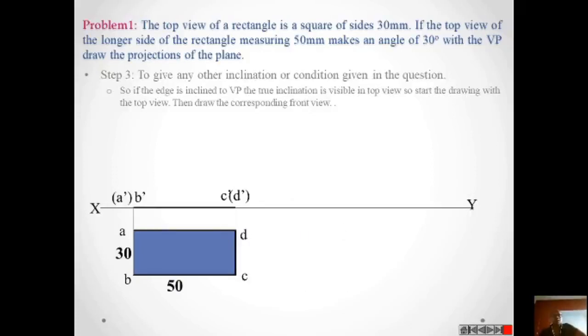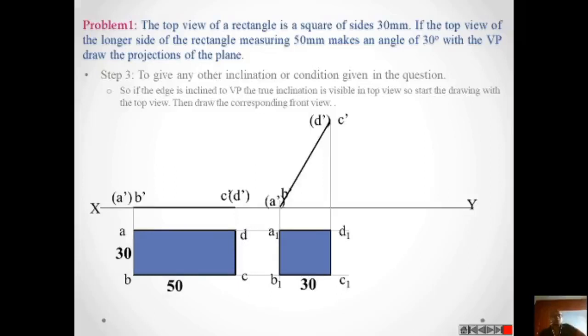So what we have done, we have drawn the top view 30 by 30, and then drawn the projections and taken this distance, and from here on the projection with this distance you draw an arc, you will get C1 D1, C dash D dash.